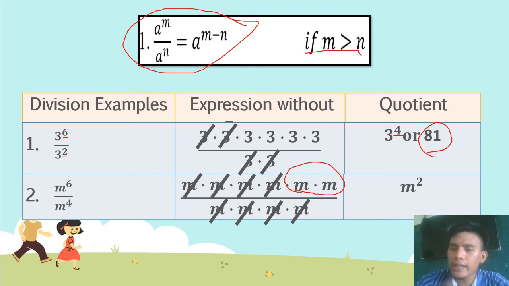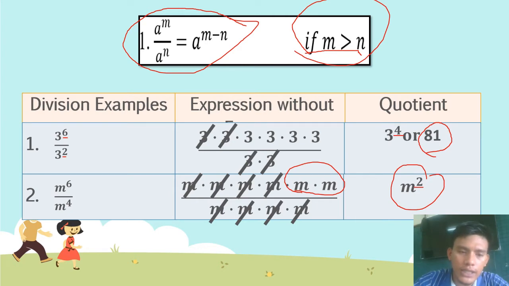Therefore it has the same base, so you will add the exponents. The exponent is 1 and 1, so 1 plus 1 is 2. That's why m squared. If we use this condition, m is greater than n, so m here is bigger than our n. So 6 minus 4 is 2, and the answer is m raised to the exponent of 2.